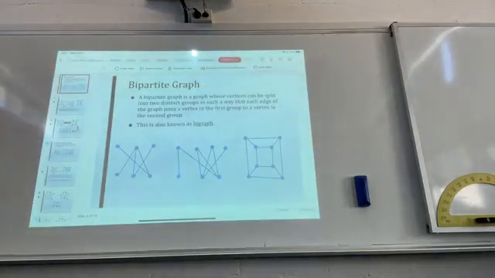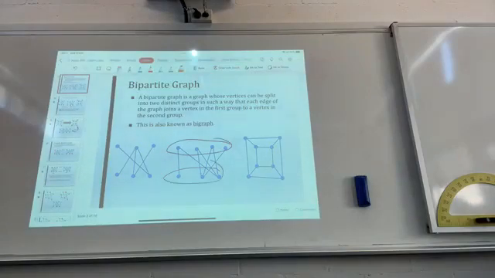So that's the definition of a bipartite graph. So each one, you've got one group and one group here, or one group here, one group here. Now, with the third one, we don't know whether it's a bipartite graph. All right? We'll think about how we could do it.